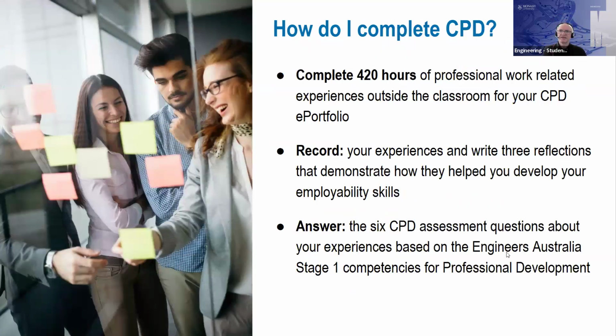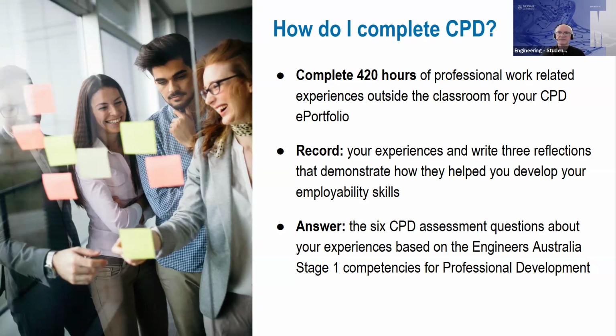So how do I complete my CPD? Essentially, there is a requirement that students complete 420 hours of professional work-related experiences. Of that, 210 hours needs to be engineering-related experiences at least, and the other half can be 210 hours of non-engineering. We'll cover that a little bit further down.